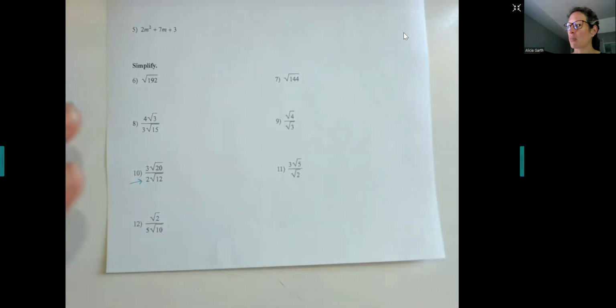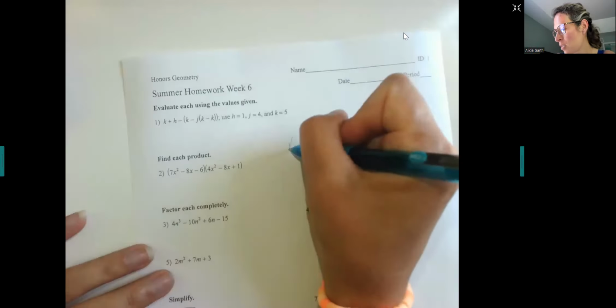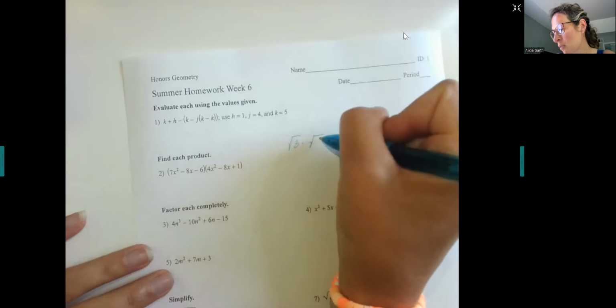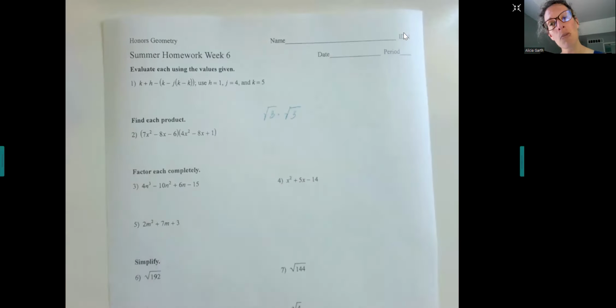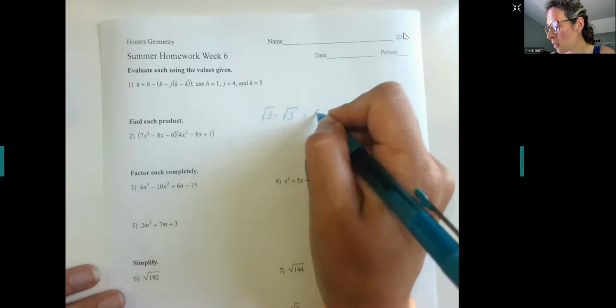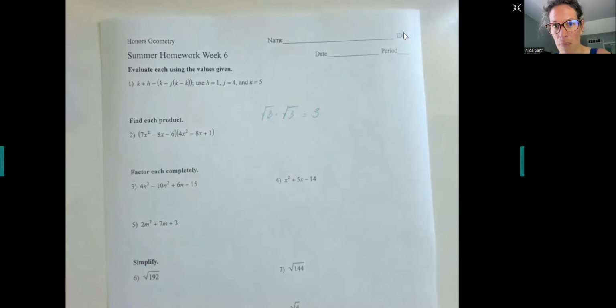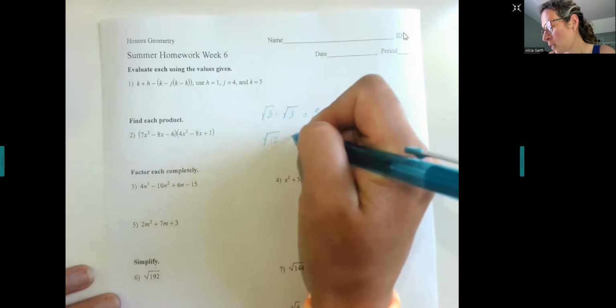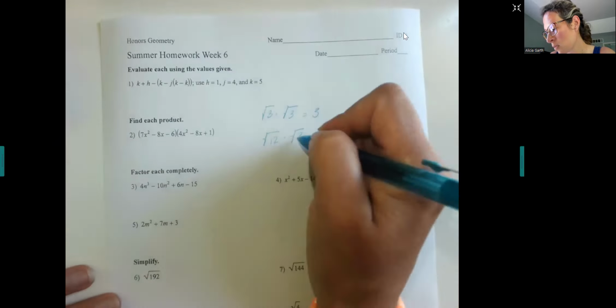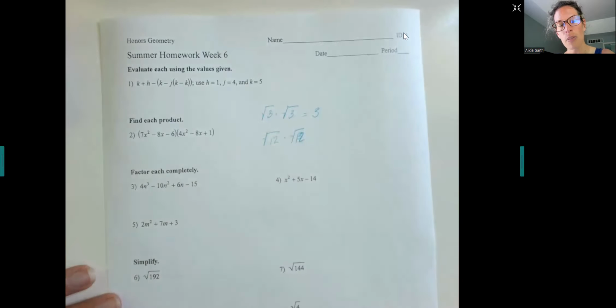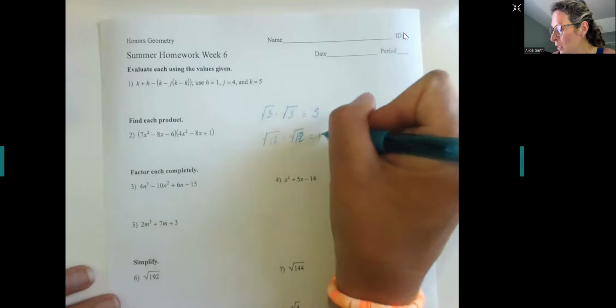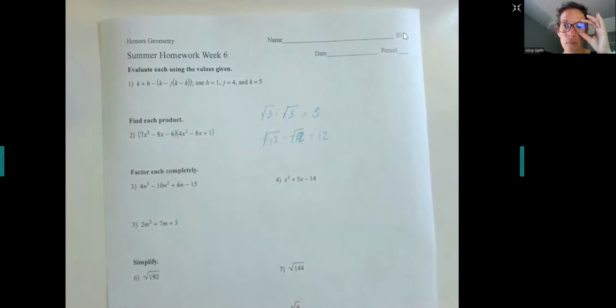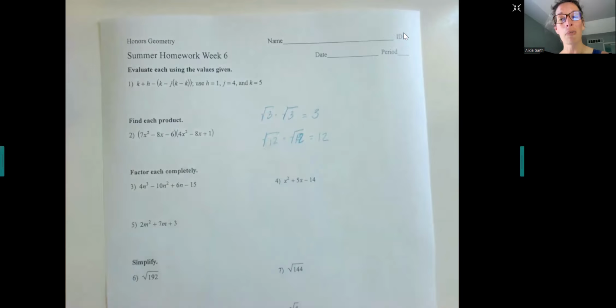Now, I want to remind you before we start that the square root of 3 times the square root of 3, when we take the square root of 3 multiplied by itself, it just becomes the number inside my radical. So the square root of 3 times the square root of 3 is just 3. Just like that, the square root of 12 times the square root of 12. Oops, I meant to write 12 and thought 3. The square root of 12 times the square root of 12 is just 12. Notice we essentially got rid of that radical.